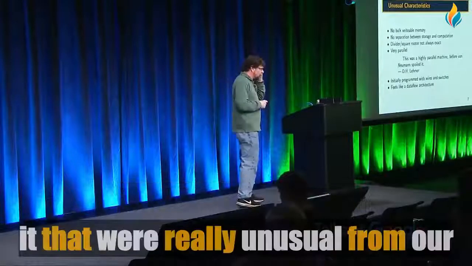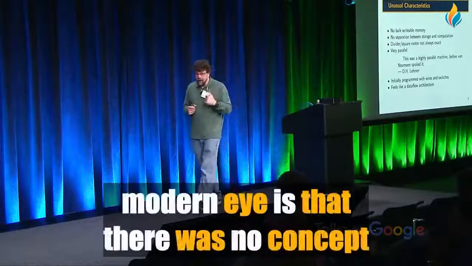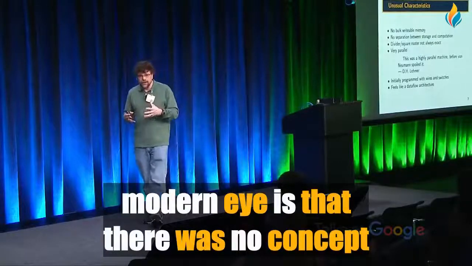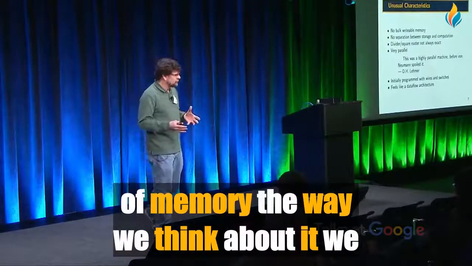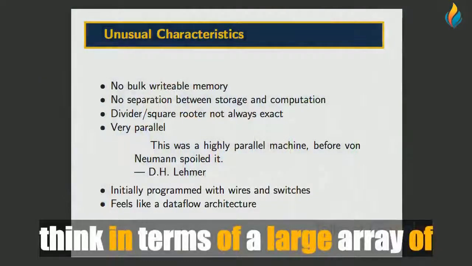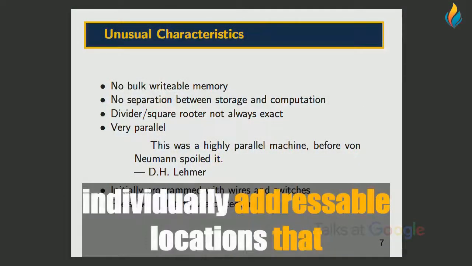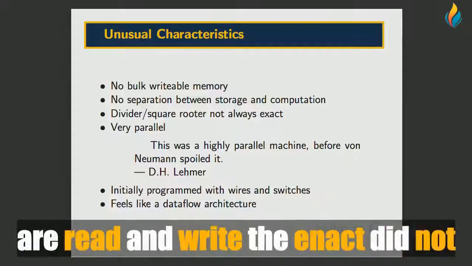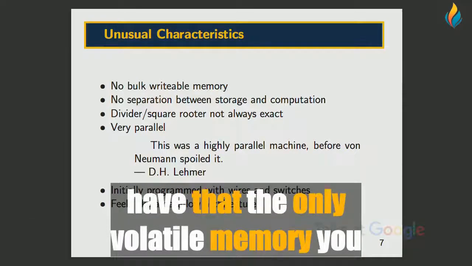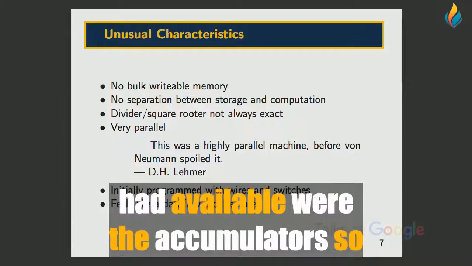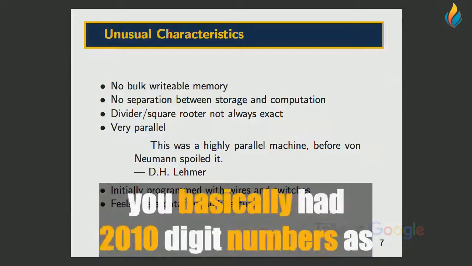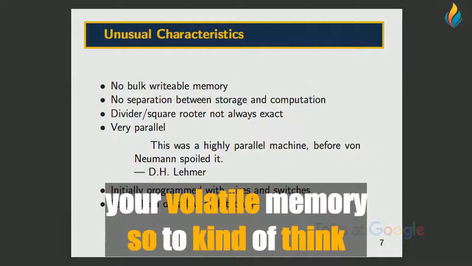Now, some of the things about it that were really unusual from our modern eye is that there was no concept of memory the way we think about it. We think in terms of a large array of individually addressable locations that are read and write. The ENIAC did not have that. The only volatile memory you had available were the accumulators. So you basically had 20 10-digit numbers as your volatile memory.